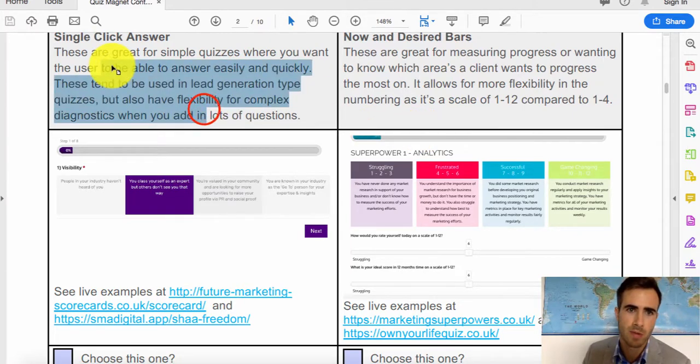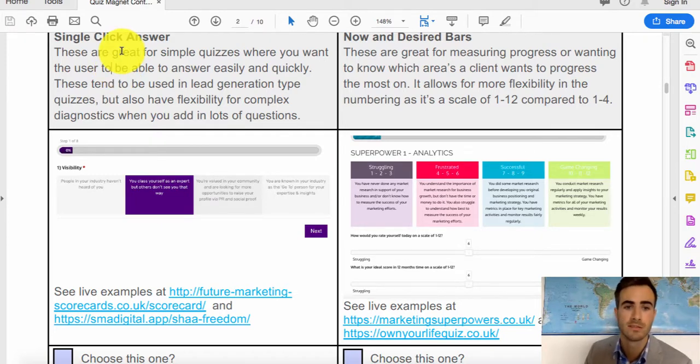This one is probably our most popular single click, just because it's much easier for somebody to fill out, and it's great if you don't have the desire to have a really complicated quiz. If you wanted a bit more of a diagnostic style tool, then this one is really good for that.